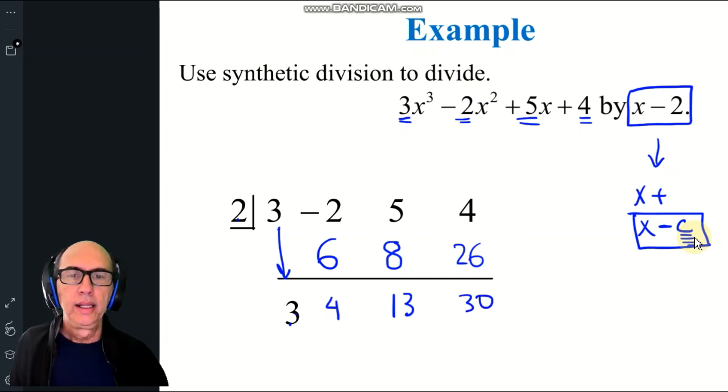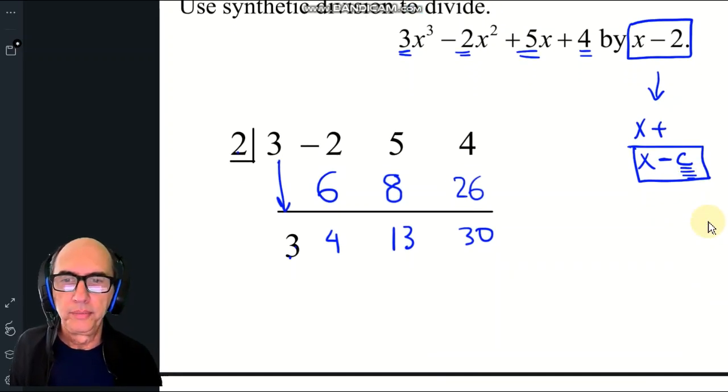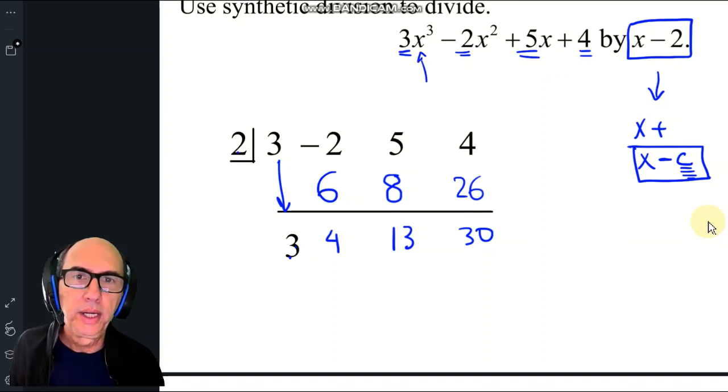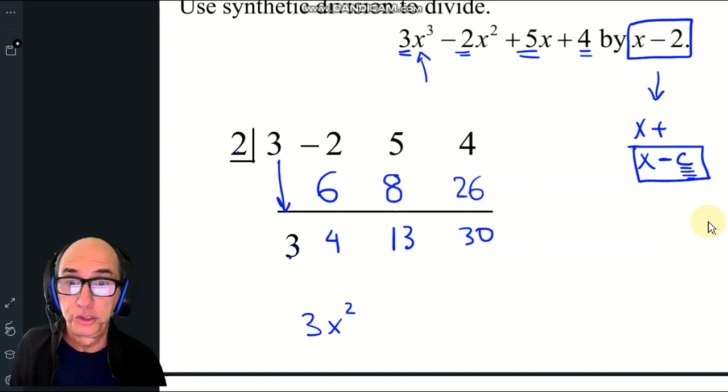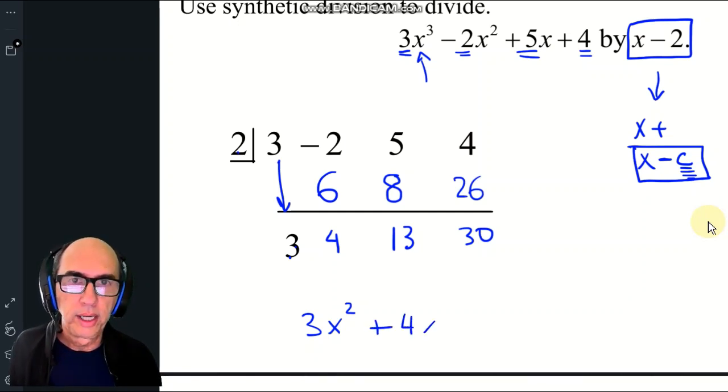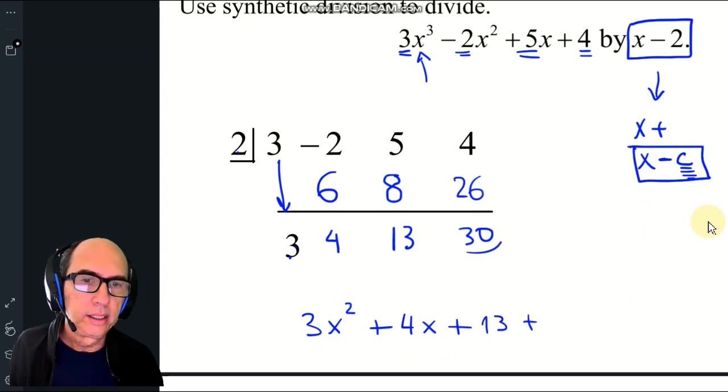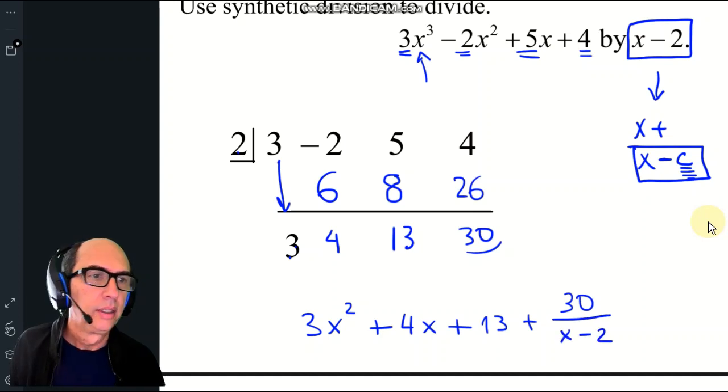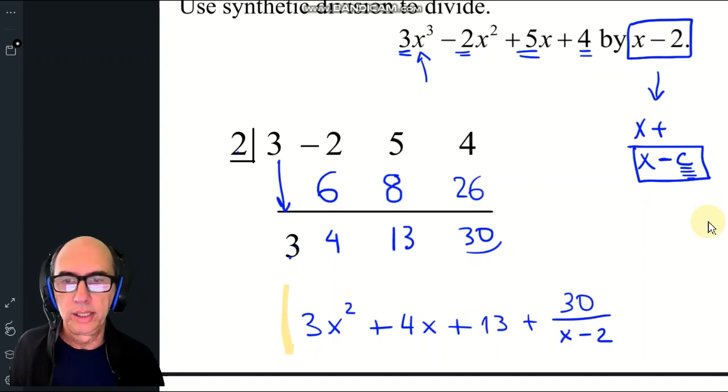30. This is x cubed, right? So the answer will be 3x squared plus 4x plus 13, and the remainder is 30, so plus 30 over x minus 2. That is the final answer.